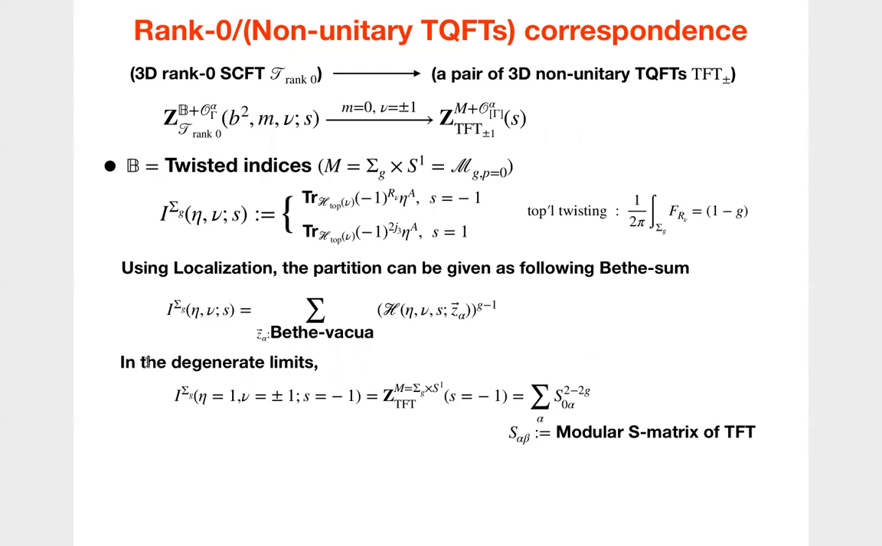So what we are claiming is that if our correspondence is correct, then this twisted index at this degenerate limit should correspond to the partition function of a topological field theory, a non-unitary topological field theory, on the Riemann surface times S1. And in topological field theory, it is known that this partition function on a Riemann surface times S1 can be written in this form, using the modular S matrix of topological field theories.